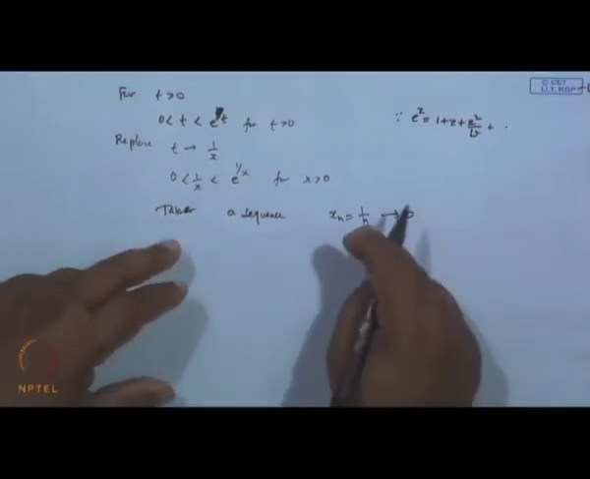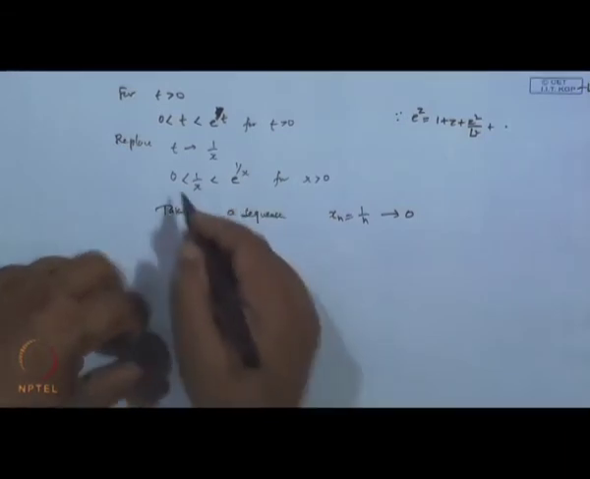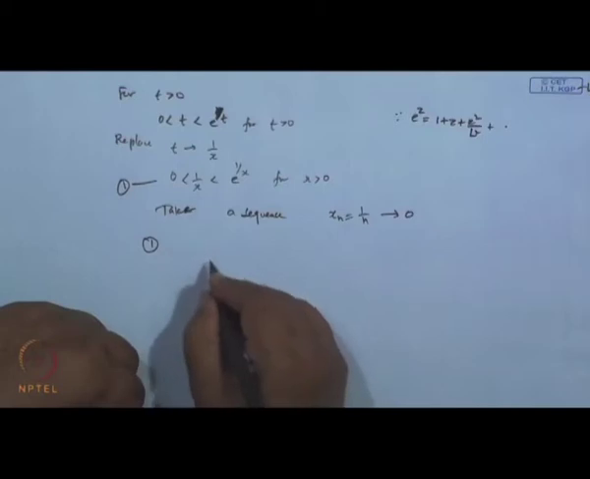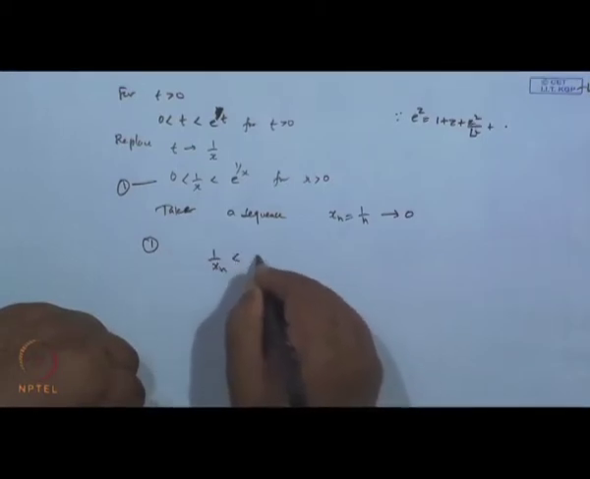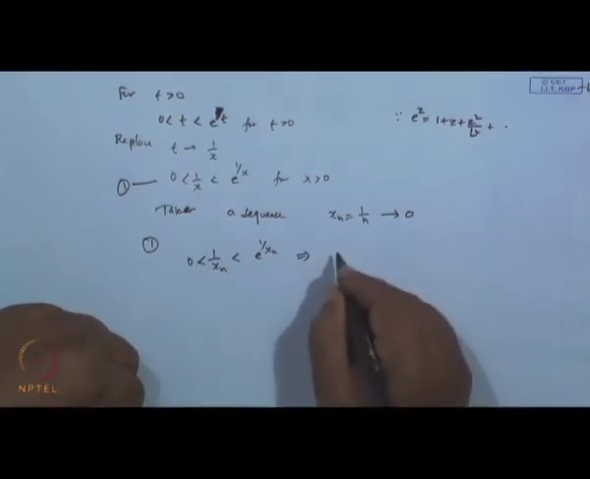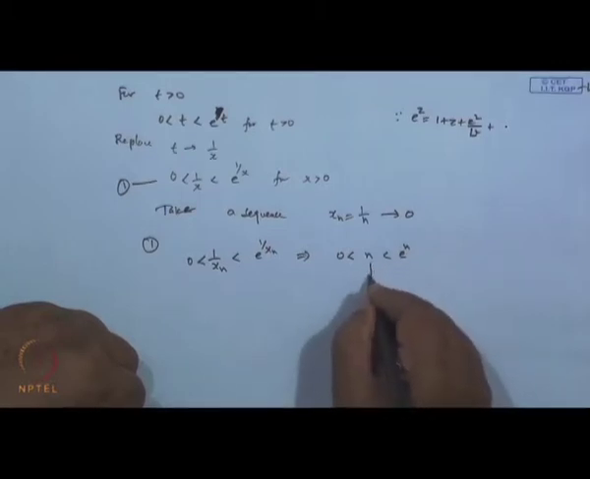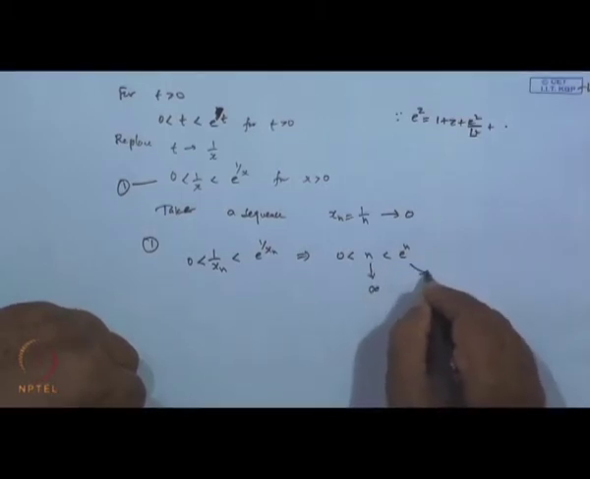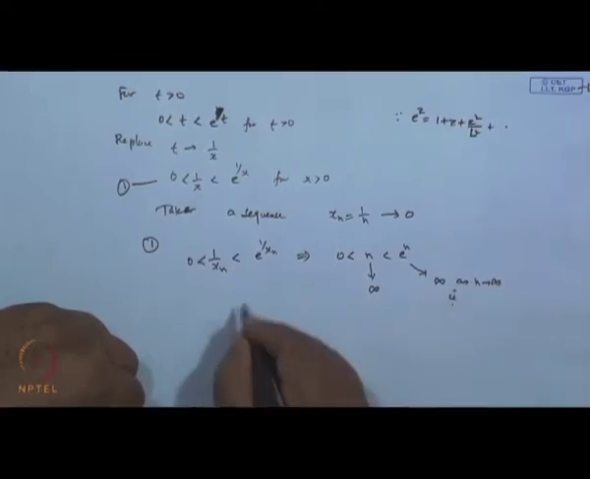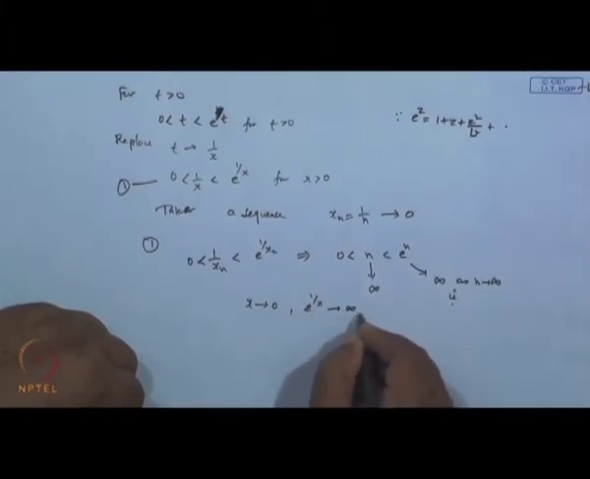So, this x_n goes to 0. What about this one? From equation 1, what do we get? The corresponding sequence 1/x_n, which is less than e^(1/x_n), greater than 0, will imply that 0 < n < e^n, and since this tends to infinity, therefore this limit will go to infinity as n tends to infinity. That is, when x tends to 0, e^(1/x) will go to infinity.